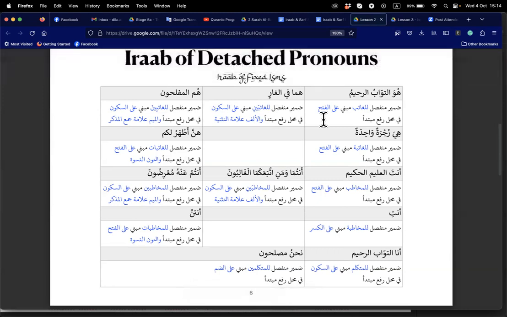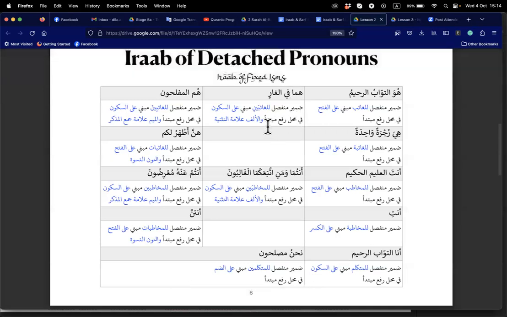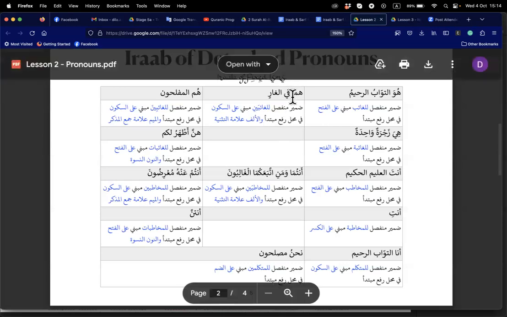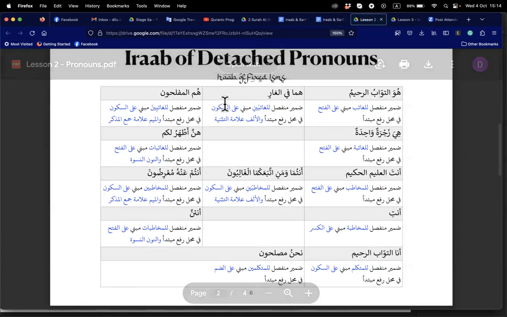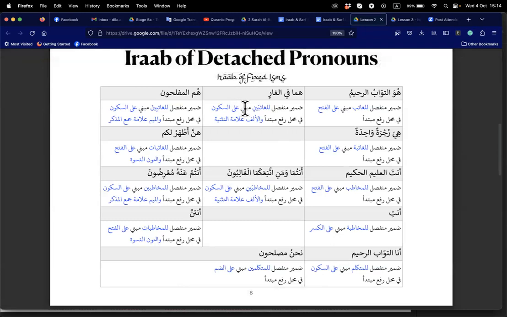Actually it's supposed to be mabni ala dom if it talks about the alif, and then fi mahali rafa mubtada. Then the alif on the huma is the sign of the dual. I think this is supposed to be mabni ala dom, the dhamma on the hu itself. Otherwise you can leave it just domir munfasil mabni and then fi mahali rafa mubtada.